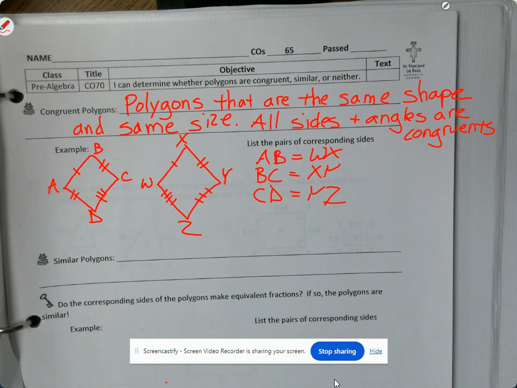AD equals ZW. So they are all congruent. Every side is corresponding with the congruent side. Same numbers. Okay. How are we feeling about that? Good. Congruent, they match up identically.